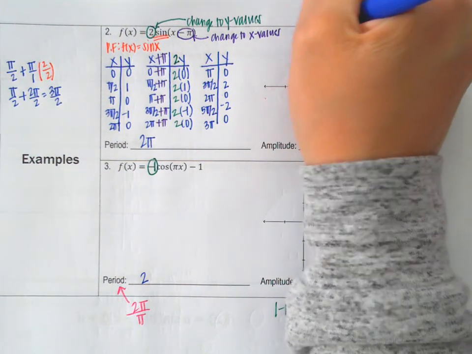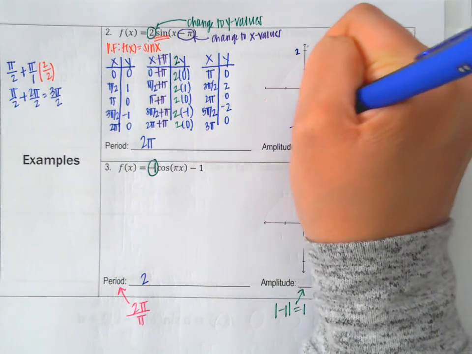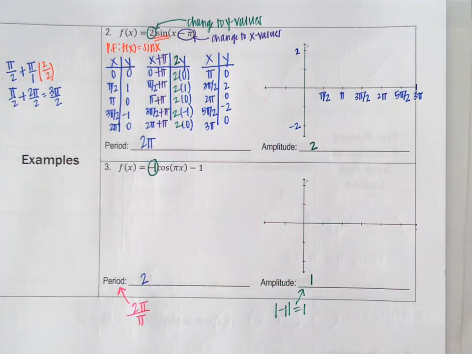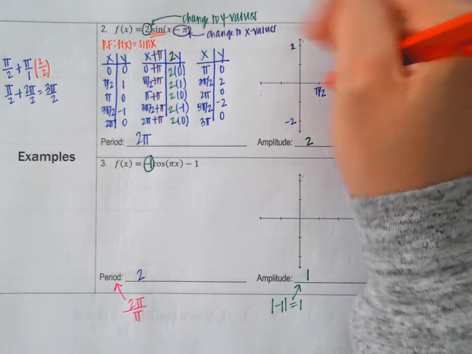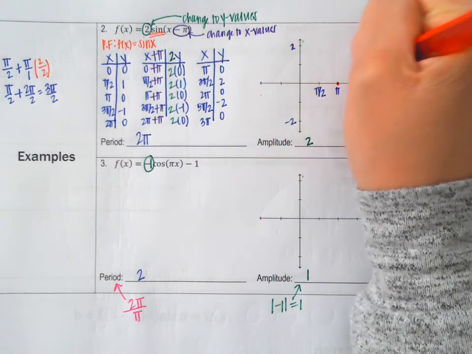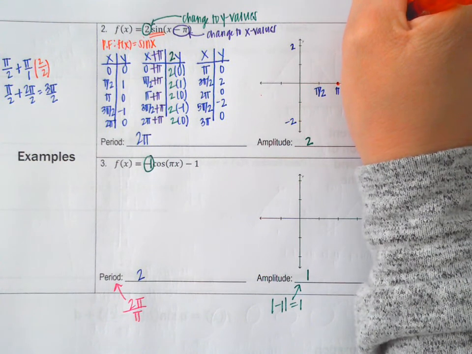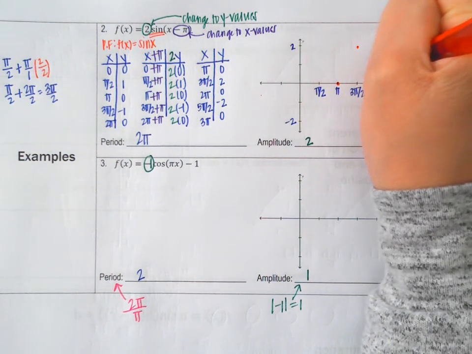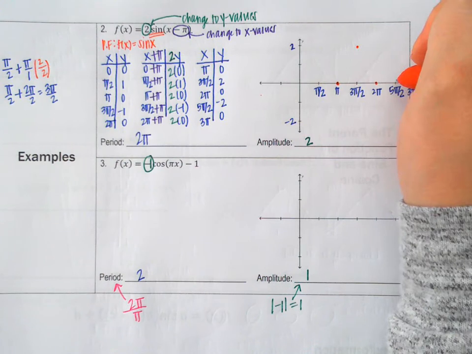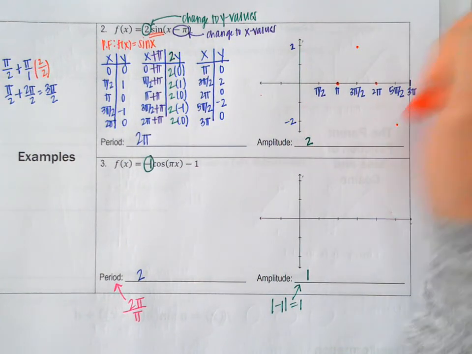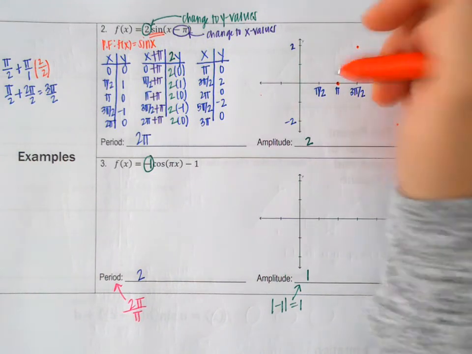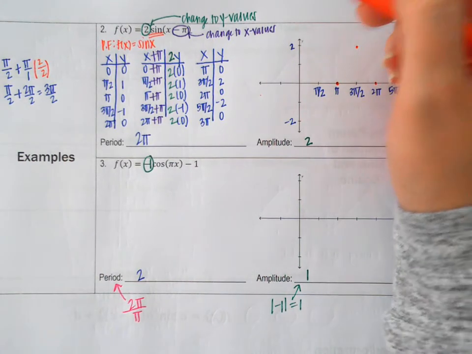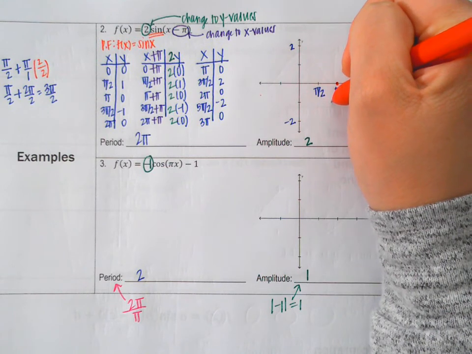And then 2 and negative 2. And then I can graph that. So at pi, we're at 0. At 3 pi over 2, we're at 2. At 2 pi, we're at 0. At 5 pi over 2, we're at negative 2. And then at 3 pi, we're at 0. And again, we want to show that we understand the pattern. We know it's going to keep going down there.